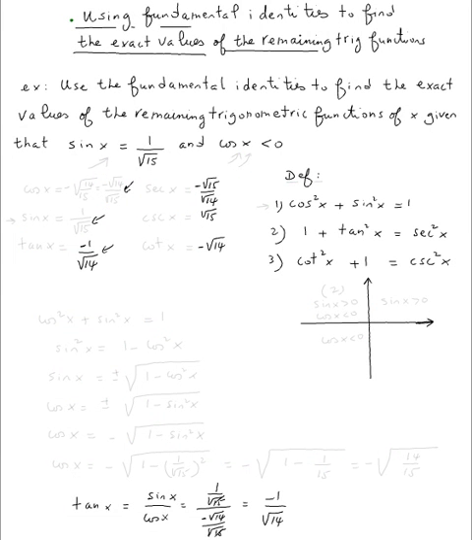The topic is using fundamental identities to find the exact values of the remaining trig functions. So let's do this example. Use the fundamental identities to find the exact values of the remaining trig functions of x, given that sine is equal to 1 over square root of 15, cosine is less than 0.